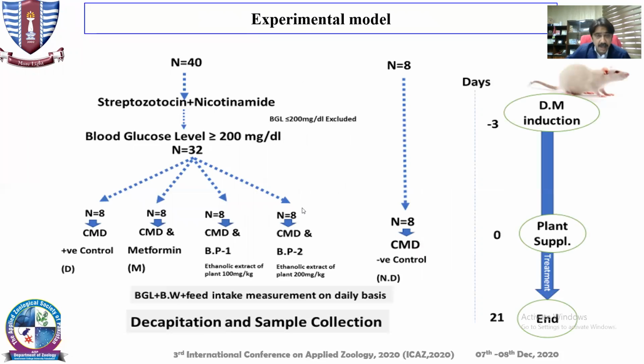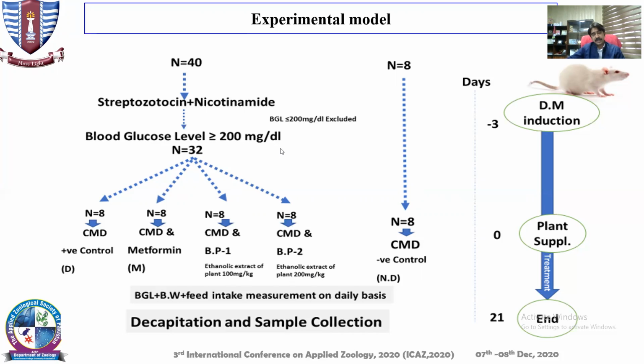diabetic rats. If we talk about the experimental model, we have 5 groups comprising 8 rats in each. One is the negative control without any treatment and without induction of diabetes. One is induced diabetes but without any treatment, and 3 groups comprise the treatment. One of them receives the standard control drug, and the other 2 groups receive the plant ethanolic extract at 2 doses, 100 milligram and 200 milligram.